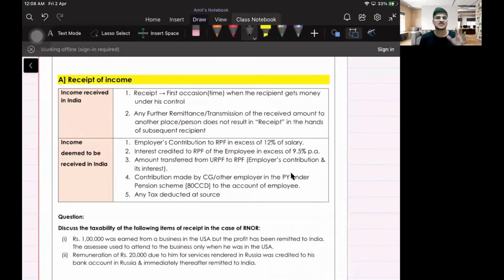And the fifth point is any tax deducted at source. So 5 points: employer's contribution to RPF in excess of 12%, interest credited to RPF in excess of 9.5%, amount credited from URPF to RPF, it is deemed to be received in India. Fourth, contribution made by central government or other employer in pension schemes which are mentioned under 80CCD, and any TDS, any tax deducted at source, will be considered as income deemed to be received in India. So receipt of income in 2 parts we covered. One is income received in India, and second part we covered income deemed to be received in India.